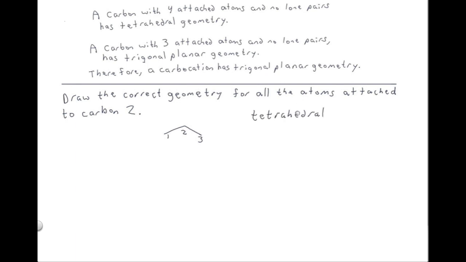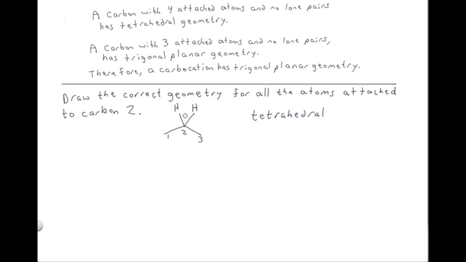But our goal here is not just to name the geometry, but draw the geometry. So to draw the correct geometry, we have to show all the atoms attached to carbon 2. So we should also show those 2 hidden hydrogens. So here's the wrong way to do that. We can't just put them on solid bonds because that would not be a tetrahedral geometry. That would be a flat geometry, not a tetrahedral geometry.